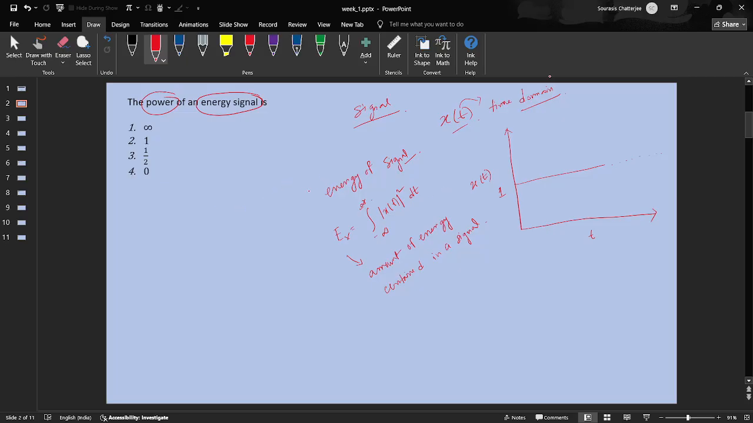Now whenever we talk about energy, inevitably another term appears, that is power. So power of signal. Can you point out what we mean by power of signal, or how we can interpret it mathematically?